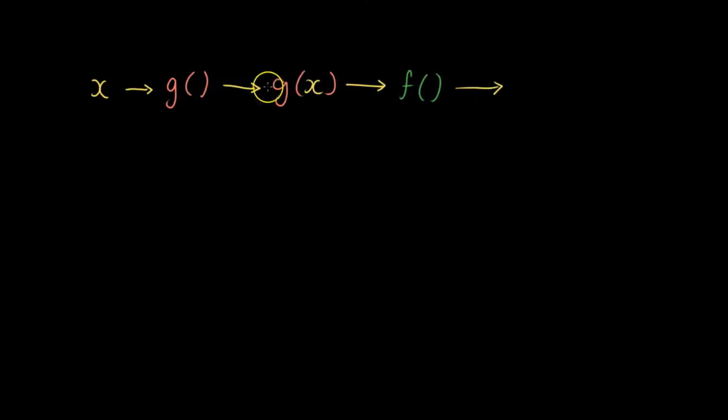Well, my input is going to be whatever my previous answer was from my g of x. So that is what I'm going to put into my f function. So I will now be doing f of g of x. So hopefully here you can see how I've combined the g function and the f function. And in function notation, we write this final term as f of g of x.